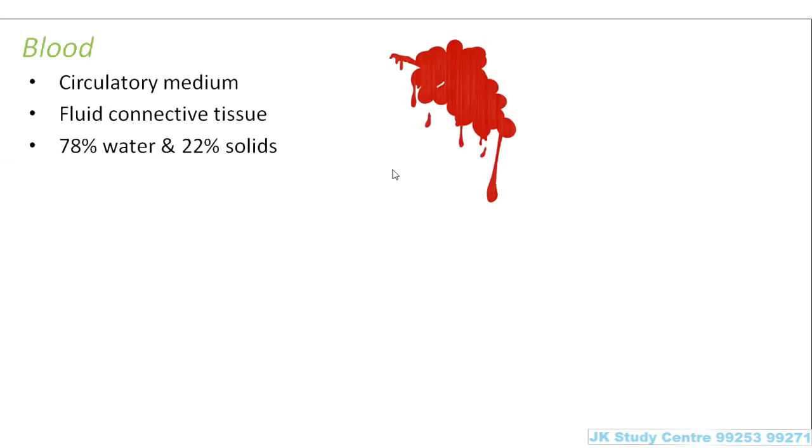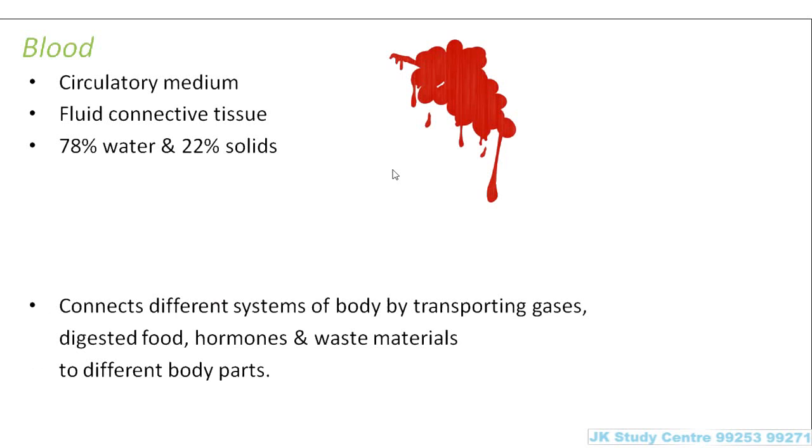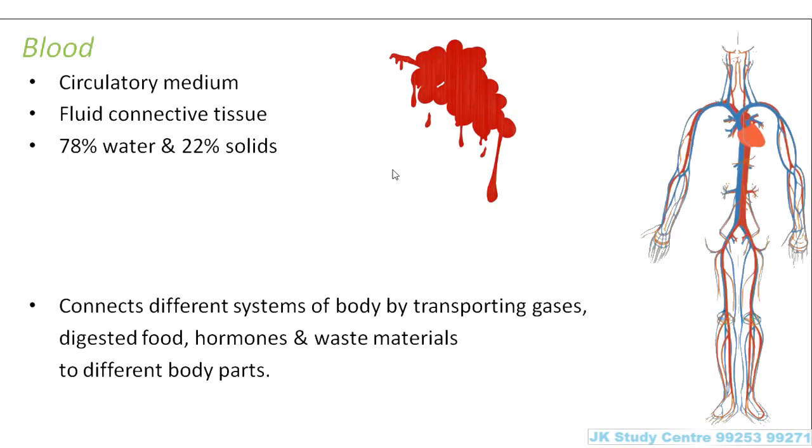What is blood? It is the circulatory medium. That means it is the fluid which actually carries the substances from one place to another. Blood is a fluid connective tissue. Blood is actually 78% of water and only 22% of solids. So it has so much of water in it. It connects different systems of the body by transporting gases, digested food, hormones and waste materials to different body parts.